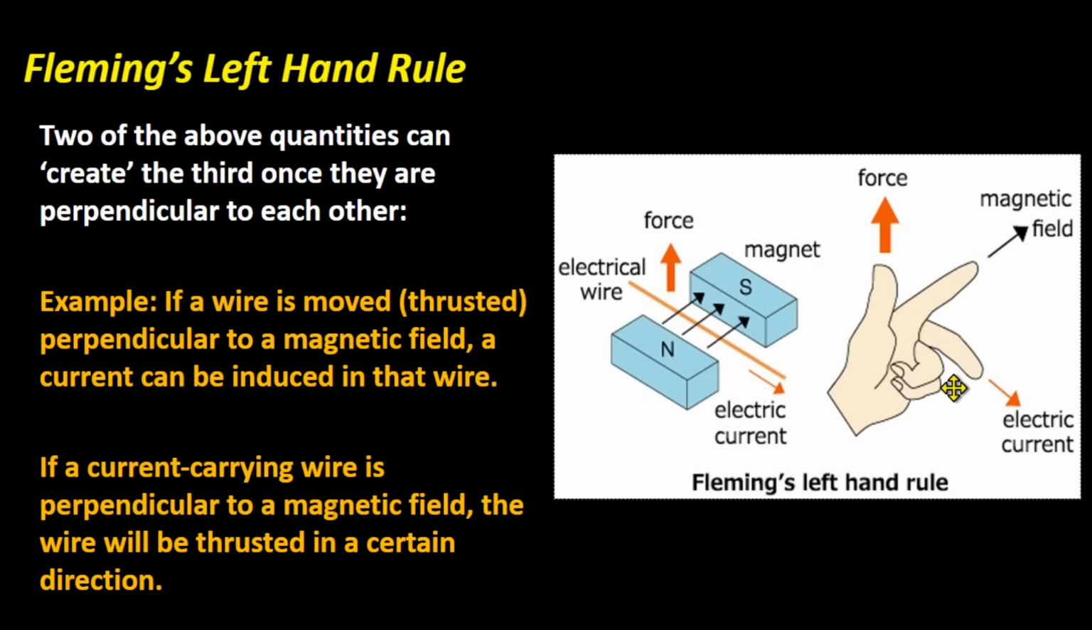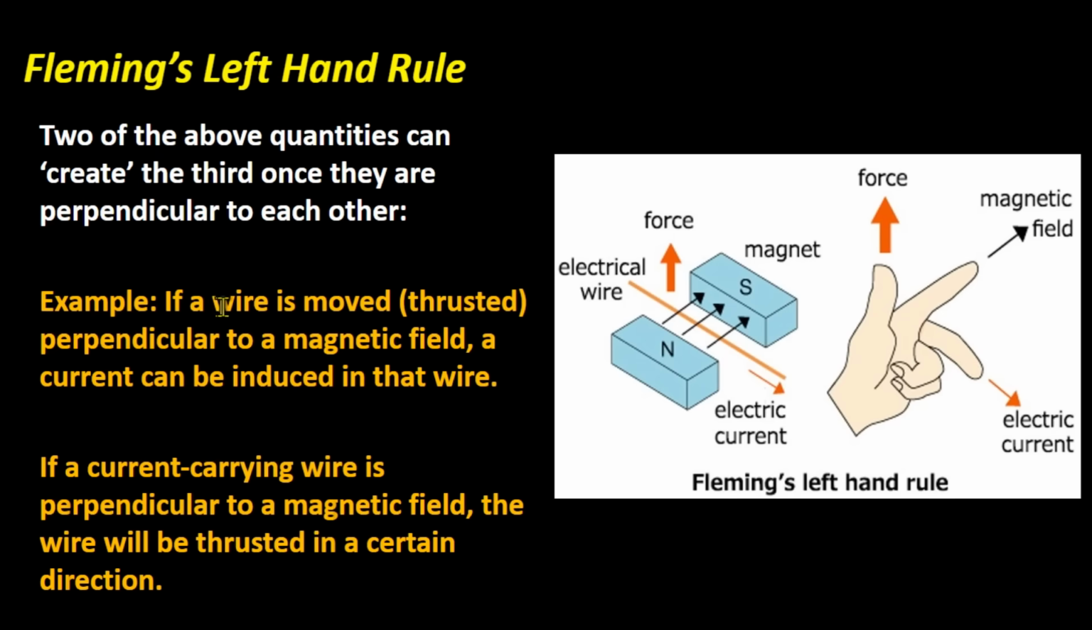This hand here depicts Fleming's left-hand rule. Take careful note of how to do your fingers. Now the thumb represents the thrust. The first finger or the index finger represents the field, and the second finger or the middle finger represents the current. Two of the quantities can create the third once they are perpendicular to each other. What this means is that if you have any two of these three, the third one can be manifested.